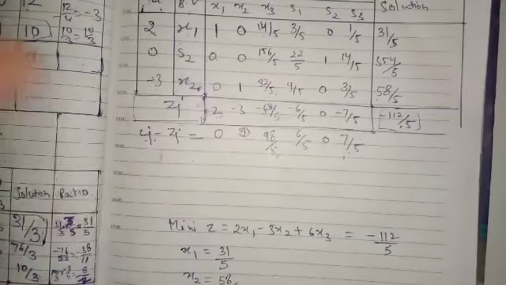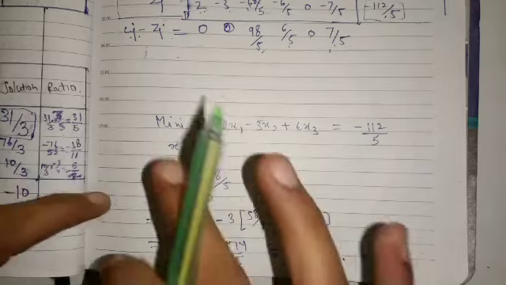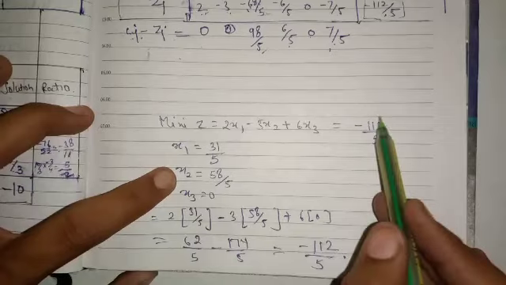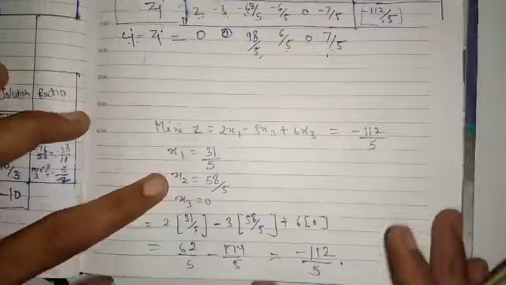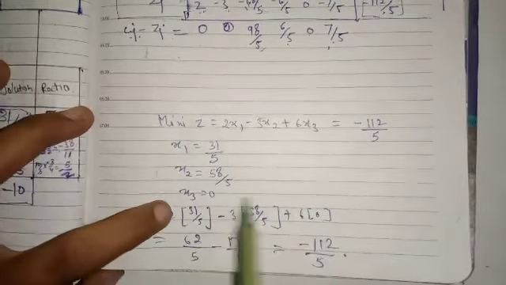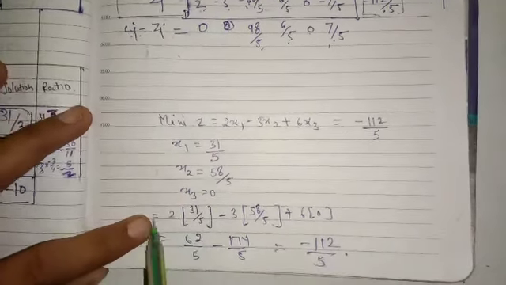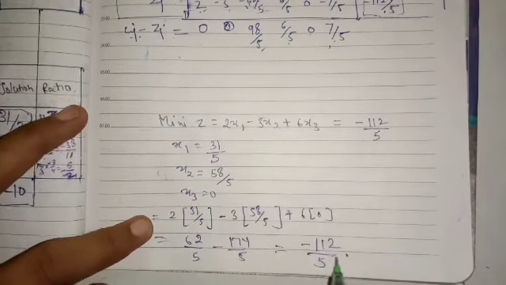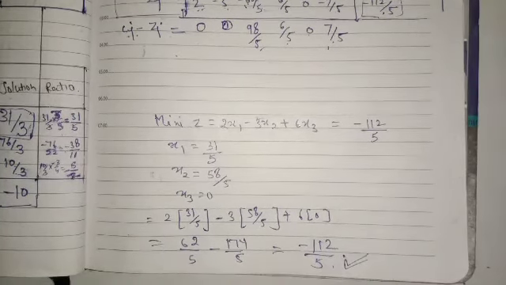So look at the objective function. This is our objective function: minimum z is equal to 2 x1 minus 3 x2 plus 6 x3, and our solution will be minus 112 upon 5. So x1 value is 31 by 5, x2 value is 58 by 5, x3 is equal to 0. Put the x1, x2, x3 values in the objective function, and we get the solution value minus 112 by 5. Our solution is right. So this is our final solution.